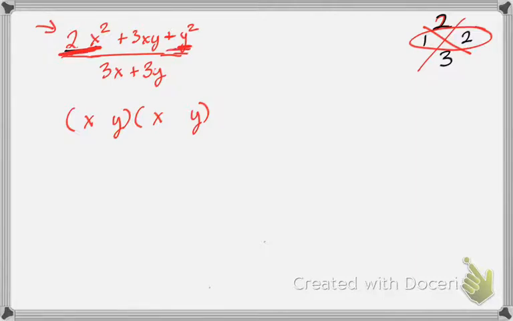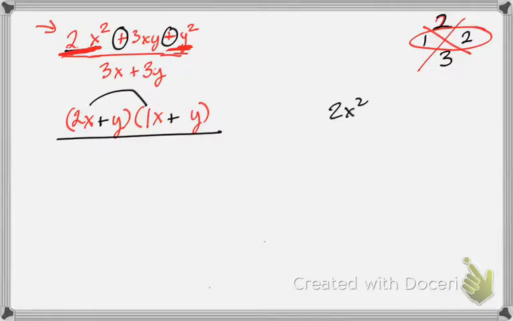So you can't put a 2 here and make it go away. So it has to go with the x. One's going to be a 2, one's going to be a 1. Notice they're both positive, positive. So this is going to be positive, this is positive, and we're done. You can FOIL it back. First, 2x squared, outside, plus 2xy, inside, plus xy, and last, plus y squared.